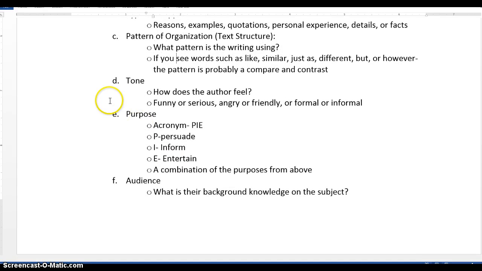Next is tone. How does the author feel? Are they being funny? Are they being serious? Are they angry or are they friendly? Or are they writing in a very formal manner or an informal manner?